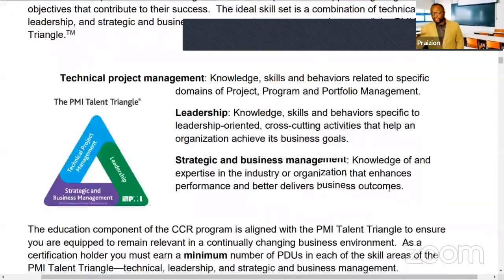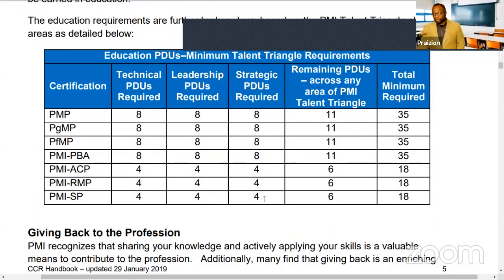But if you go to the next table, which is where it gets rather interesting, for the ACP, you can see the numbers are cut in half across technical, leadership, and strategic. See that? So only 444 for ACP, the same for RMP and SP. If you have multiple certifications and you have 8 in like for your PMP, that takes care of ACP. It just overlaps. See? So that is what is required of you from the PMI.